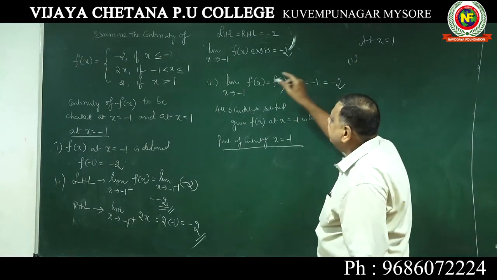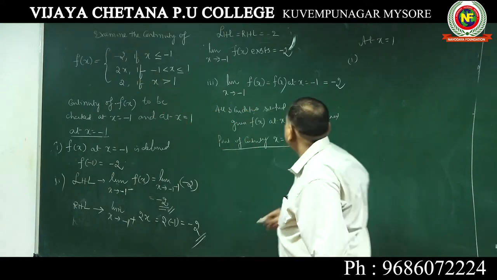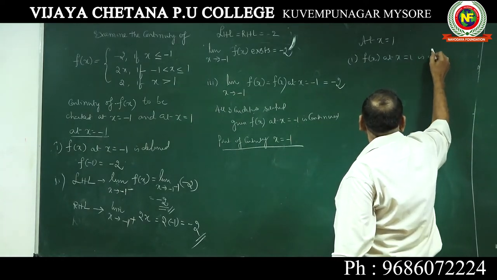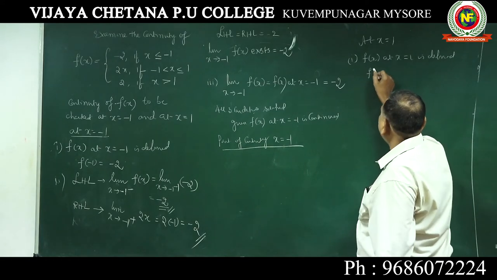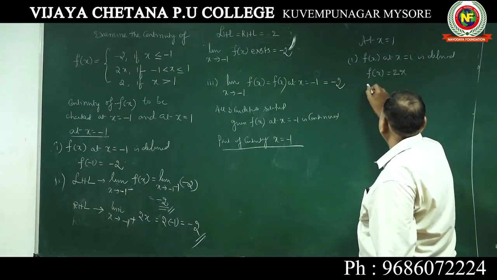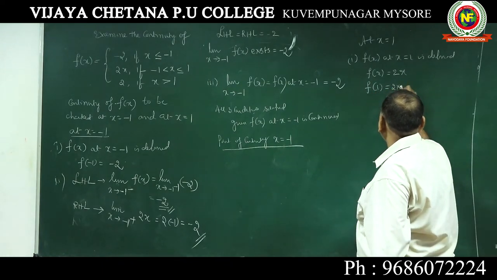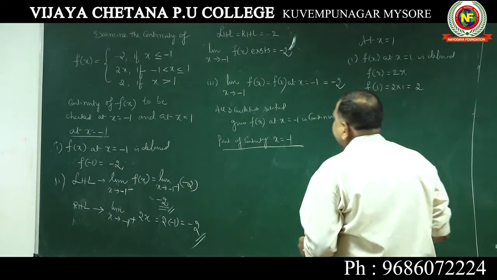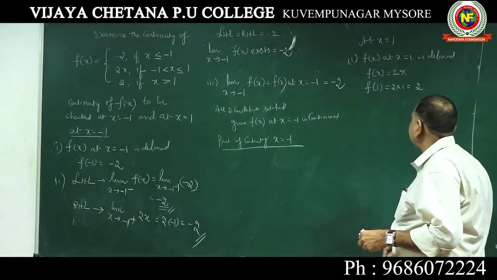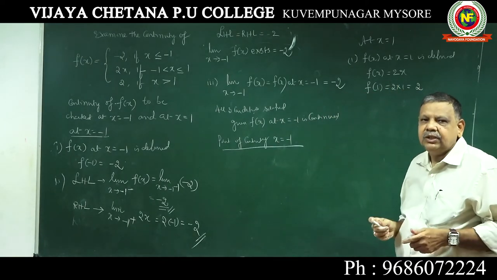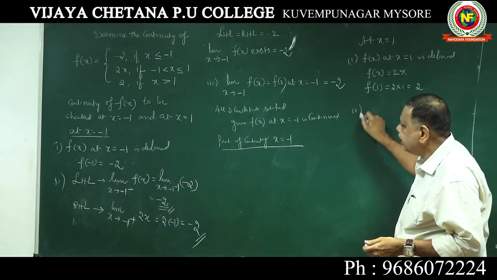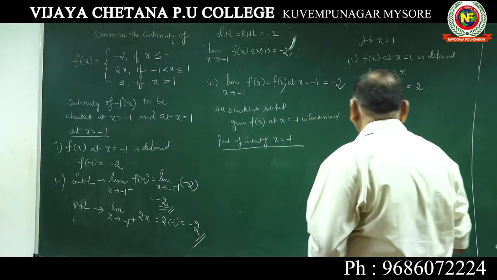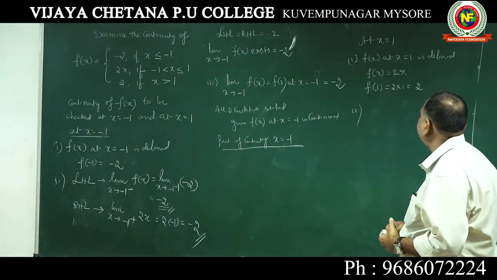Take down the first condition, very easy. At x equal to 1, f of x is 2x. So f of x at x equal to 1 is defined. That is, f of x is equal to 2x, so f of 1 is 2 into 1, which is 2. Understood? Now go for the second condition. I hope all of you have understood, because we have solved a lot of problems. f of 1 is equal to 2 into 1, it is 2.